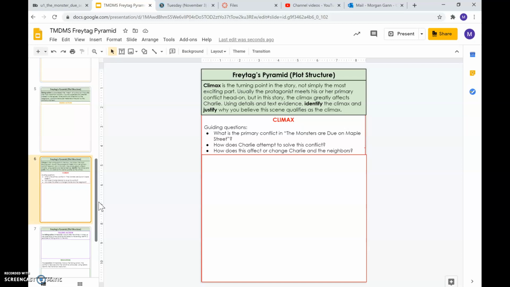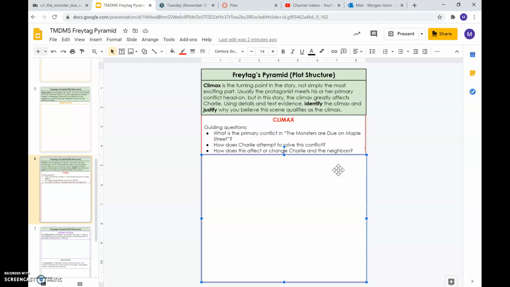So using details and text evidence, I want you to identify the climax and prove why you believe this scene qualifies as the climax. So you've got your guiding questions that you're going to answer in this text box at the bottom of the page. What is the primary conflict in The Monsters Are Due on Maple Street? What is the biggest problem? We know that they're experiencing this massive power outage. Nothing works. But is that the biggest problem? Or is it the fact that everyone is turning against each other? Nobody trusts one another anymore. How does Charlie attempt to solve this conflict? And how does this affect or change Charlie and the neighbors?